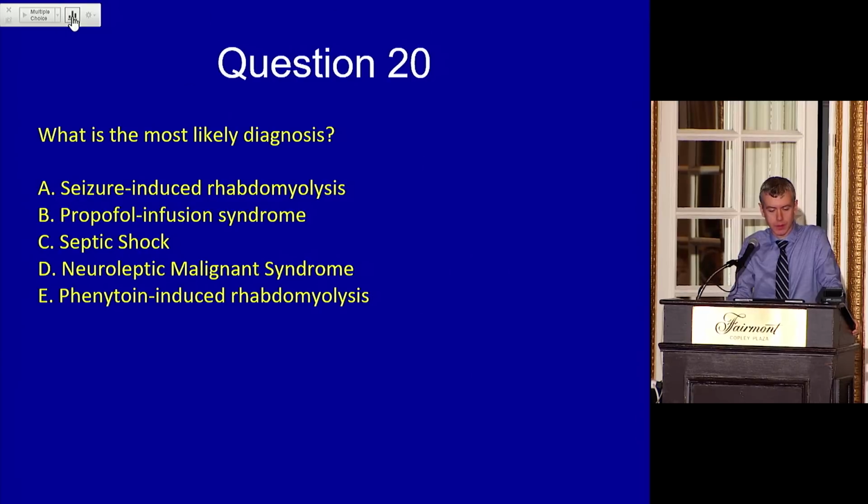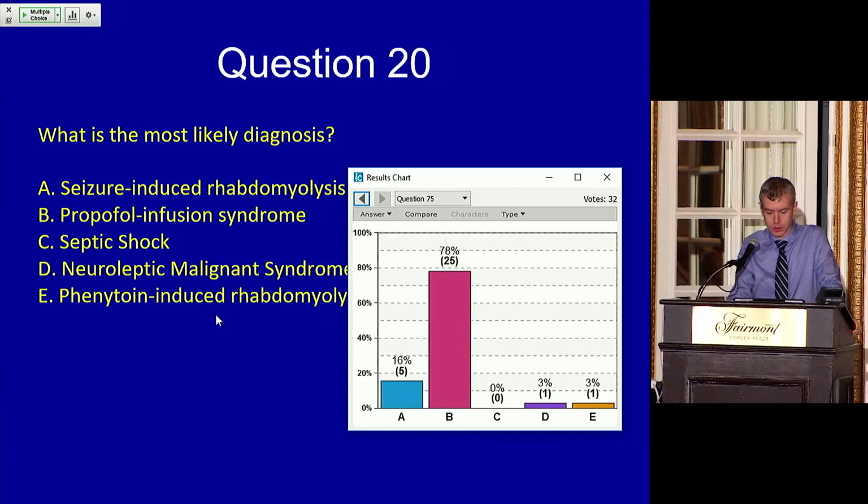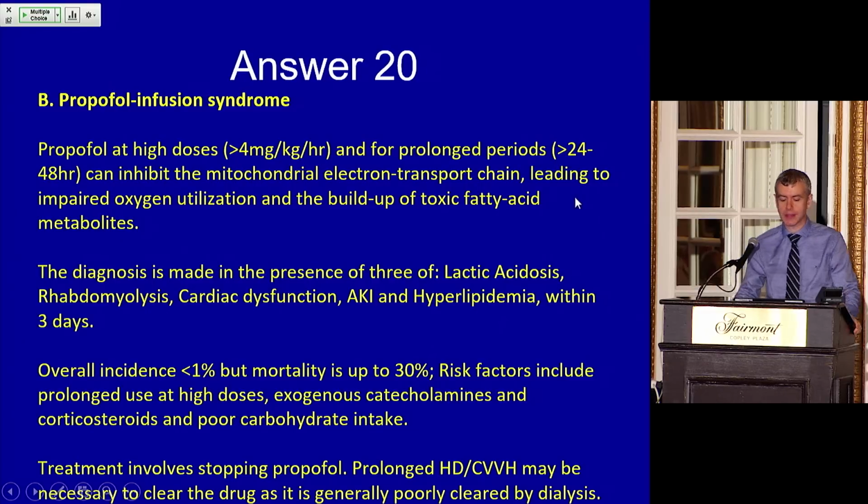Okay, so let's have a look. So most people here are choosing propofol infusion syndrome, which is the correct answer. So propofol at high doses, more than 4 mg per kilo per hour, and for long periods, more than 24 to 48 hours, can inhibit the mitochondrial electron transport chain, leading to impaired oxygen utilization and the buildup of toxic fatty acid metabolites. You will require 3 of lactic acidosis, rhabdomyolysis, cardiac dysfunction, acute kidney injury, and hyperlipidemia within 3 days.